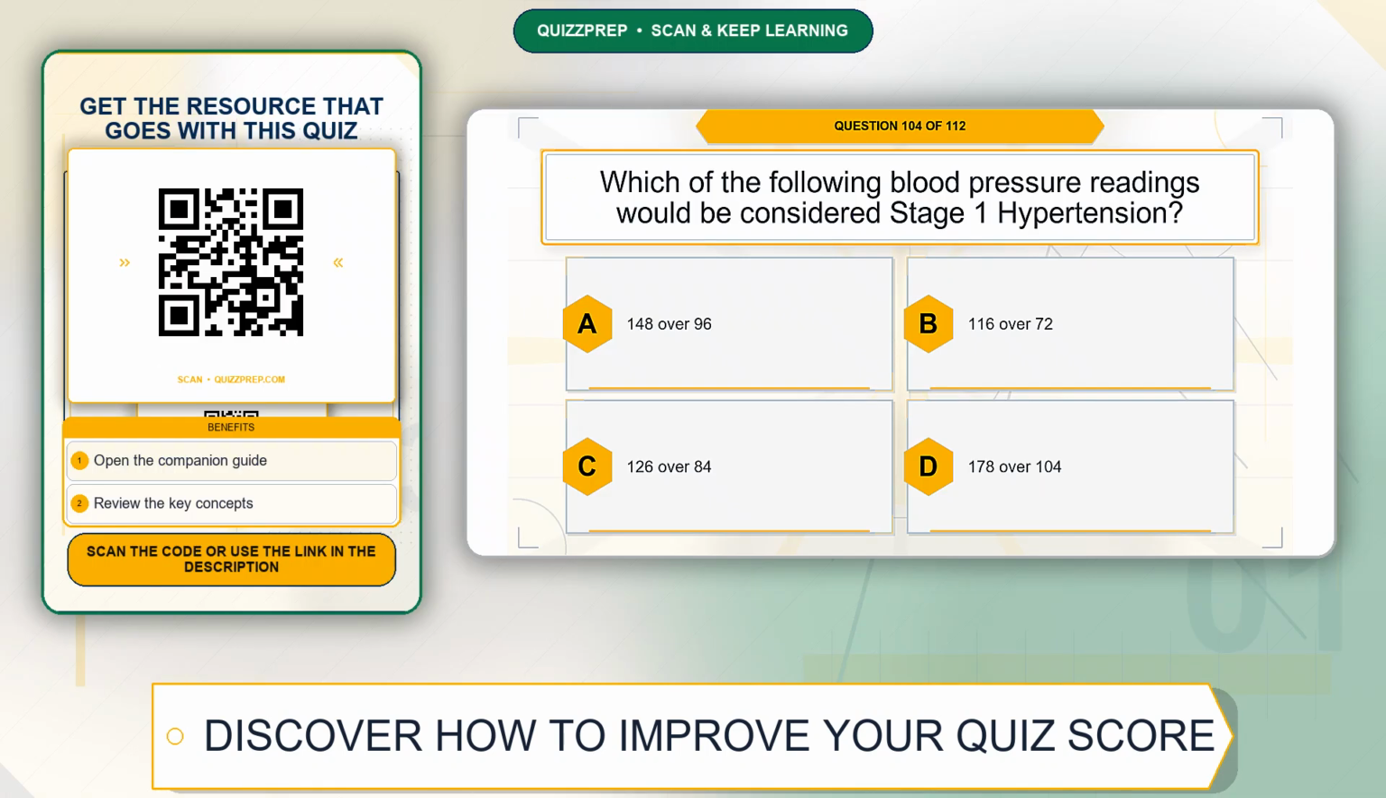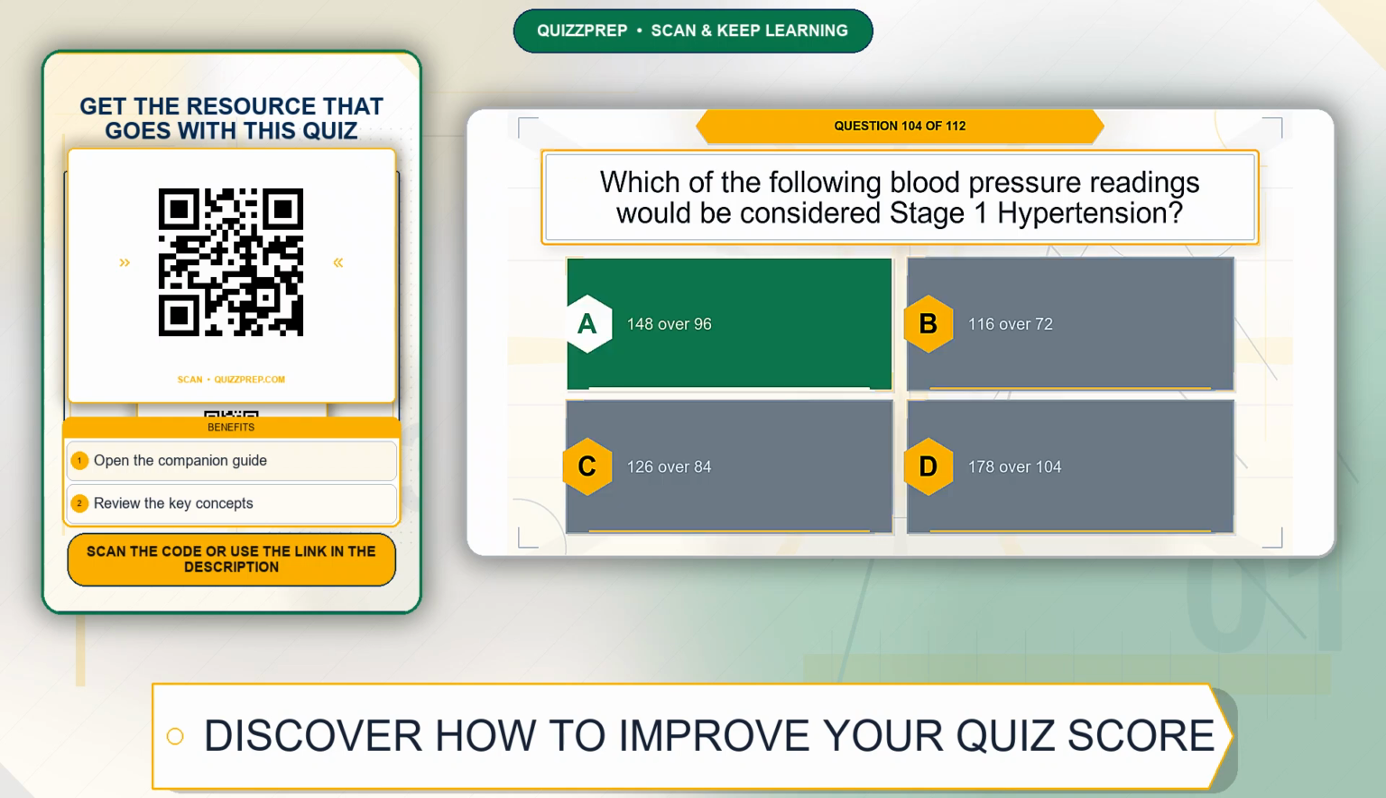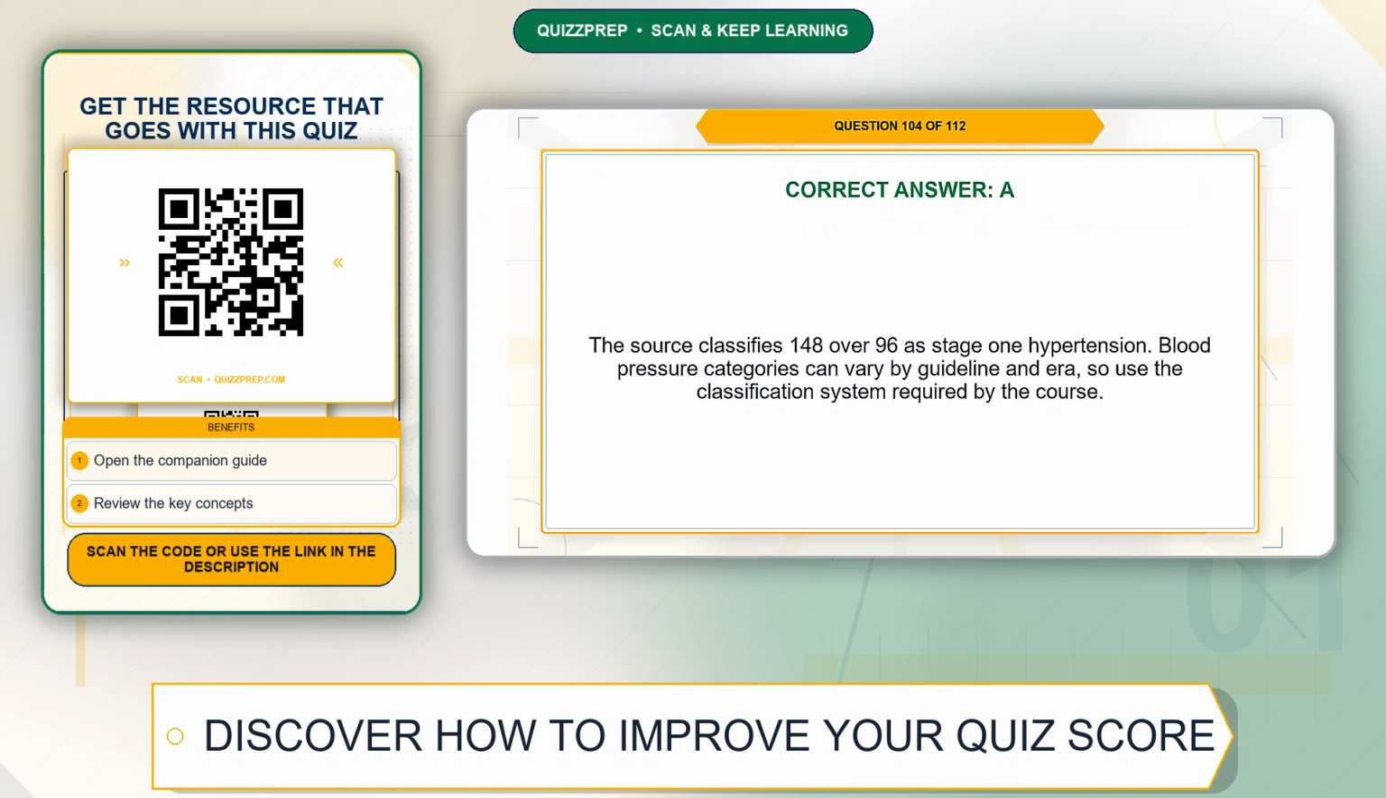Question 104. Which of the following blood pressure readings would be considered stage 1 hypertension? Option A, 148/96. Option B, 116/72. Option C, 126/84. Option D, 178/104. The correct answer is option A, 148/96. Explanation. The source classifies 148/96 as stage 1 hypertension.